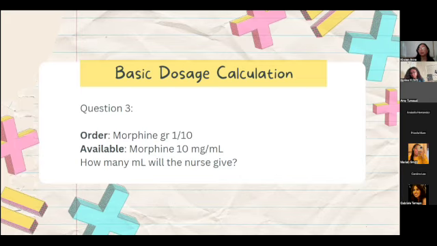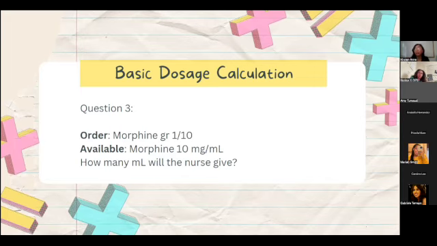When we see a question that's asking for the order and what's available, and then what dose do we give or how many mL do we give, what formula would we use? Can we use dimensional analysis? You can use dimensional analysis. I was looking for more like desired over have times quantity. Are you familiar with that one? Yes, that's the one.